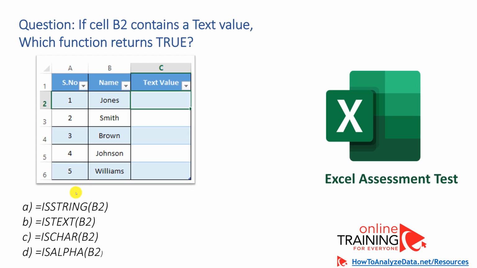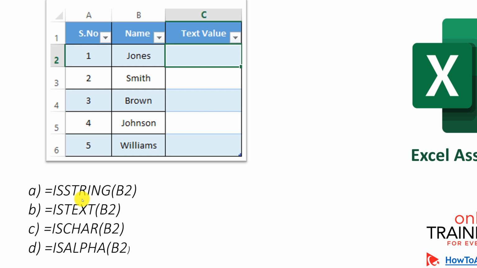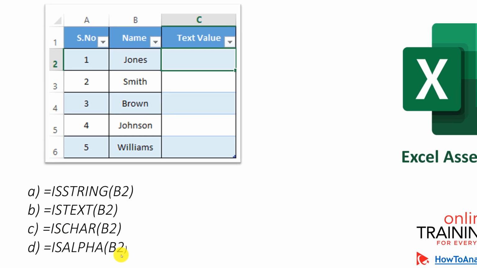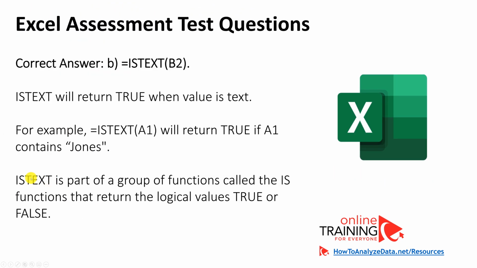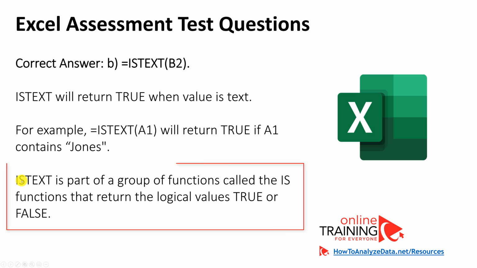calculate the value. All other choices here in the list are not valid choices, and they are designed to trick you. You can check in Excel by yourself to see that isString, isChar, and isAlpha functions are not available. Another important thing to keep in mind is that isText is a part of a group of functions called the IS functions that return a logical value, true or false. And it's a very good idea to memorize all these functions, or at least have some familiarity with which functions are available and used for particular situations in Excel.